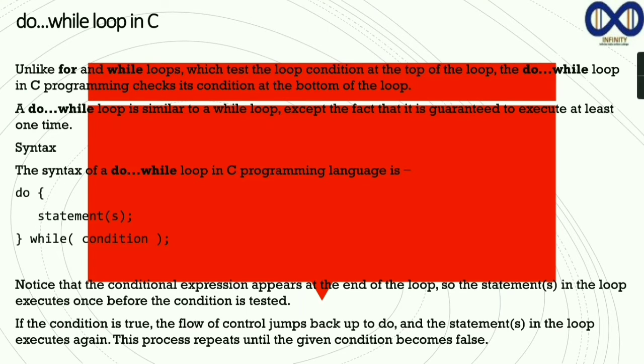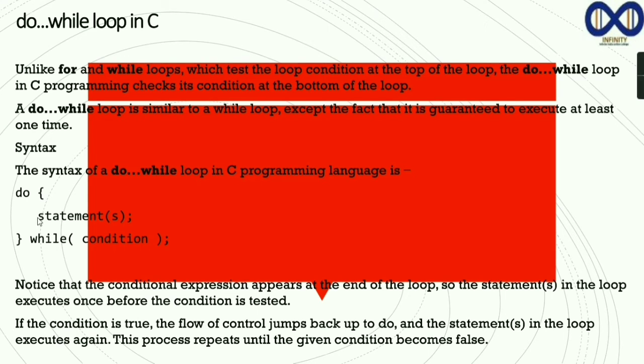So this is the do while loop in C. Unlike for and while loops, which test the loop condition at the top of the loop, the do while loop in C programming checks its condition at the bottom of the loop. A do while loop is similar to a while loop, except that it is guaranteed to execute at least one time. So this is the syntax of the do while loop in C programming language.